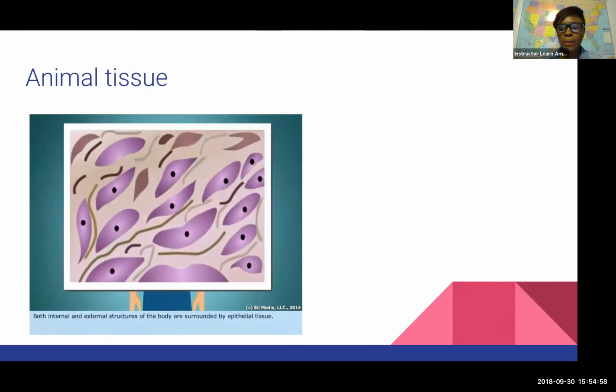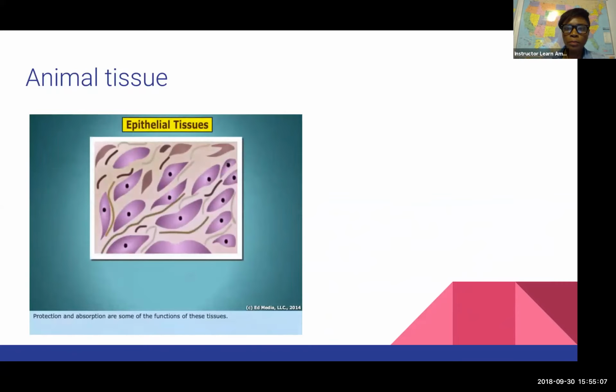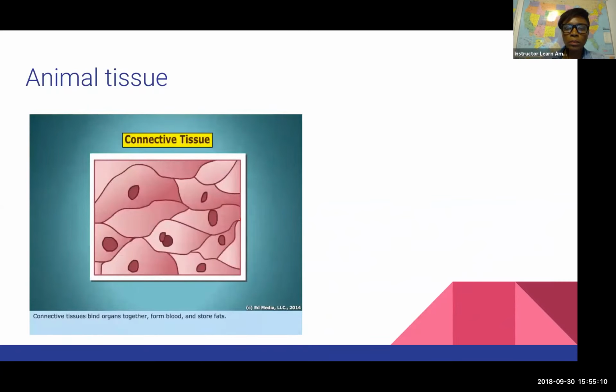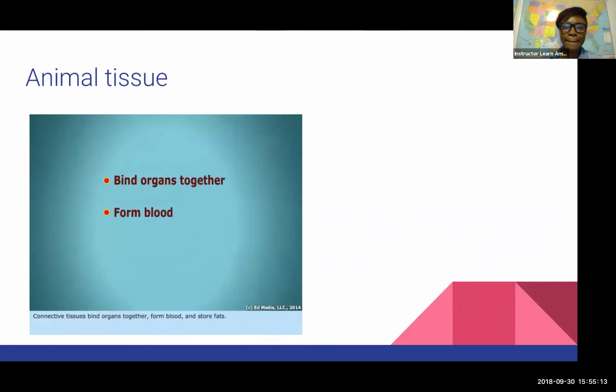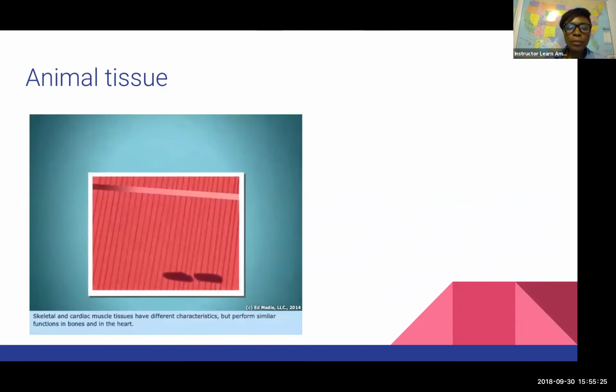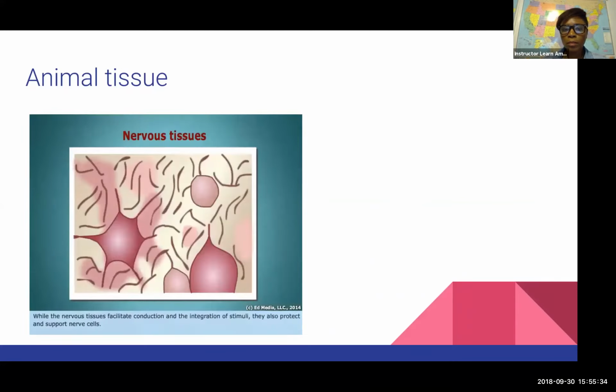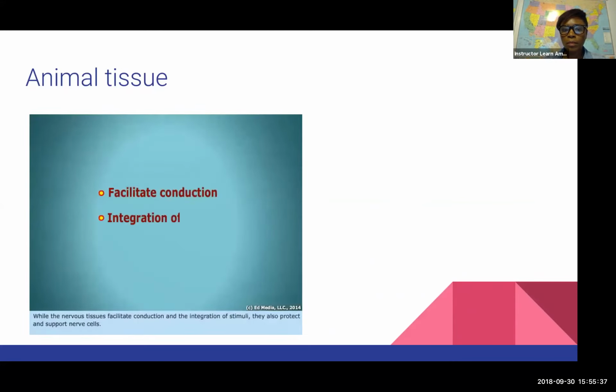Both internal and external structures of the body are surrounded by epithelial tissue. Protection and absorption are some of the functions of these tissues. Connective tissues bind organs together, form blood, and store fats. Muscle contraction and relaxation occur with the help of muscle tissues. The skeletal and cardiac muscle tissues have different characteristics, but perform similar functions in bones and in the heart. While the nervous tissues facilitate conduction and the integration of stimuli, they also protect and support nerve cells.